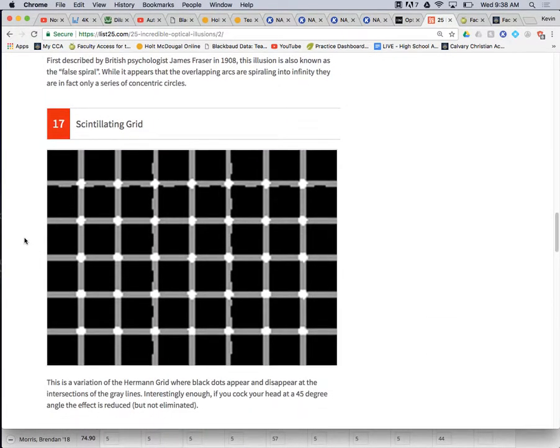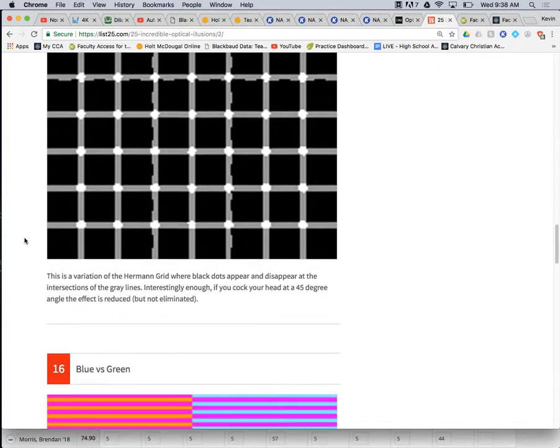This one is good. It's called the Scintillating Grid. If you look at it, you see black dots start to move, right? You guys see that? Like all of a sudden these black dots are appearing and not appearing. But the cool thing is, if you tilt your head at a 45 degree angle, that stops. But if you put your head back and squint your eyes, pretty cool, right? What's going on? I don't know. But it's happening.